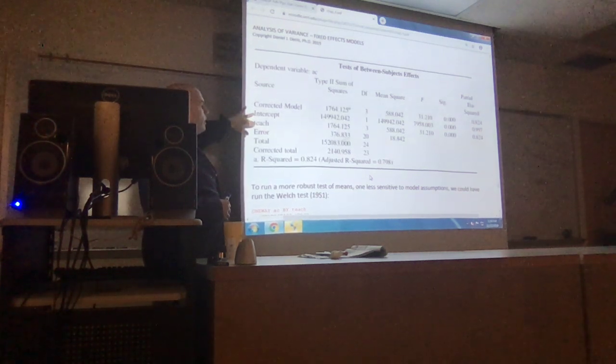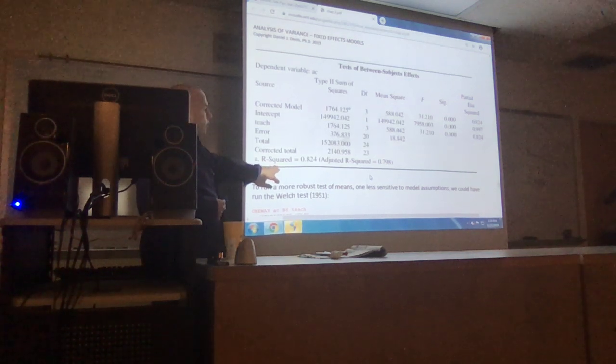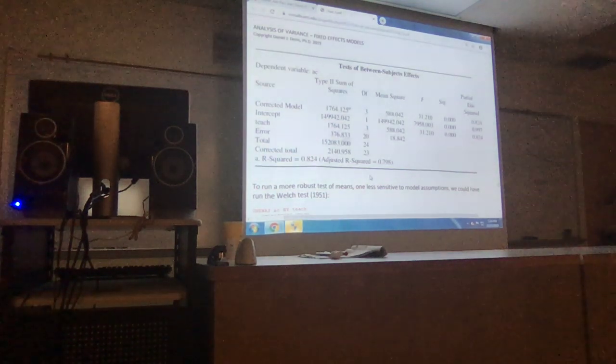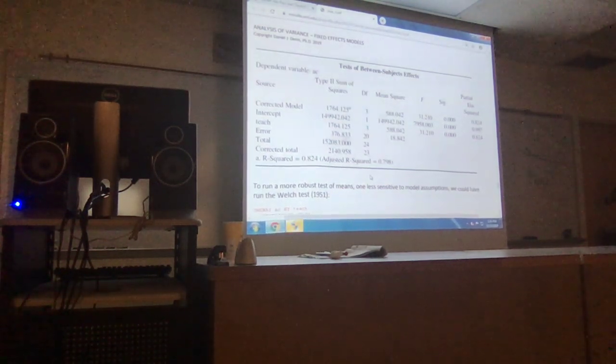Let's see, here we have the teach, we have the error. Then it's giving you this R squared, which is the same thing as eta squared for this analysis. And we're almost on the cusp of talking about regression. These things will make some sense.